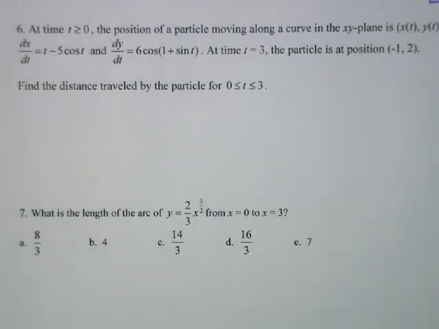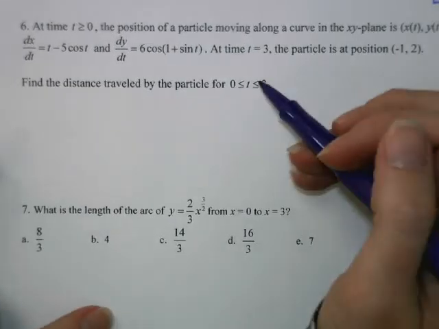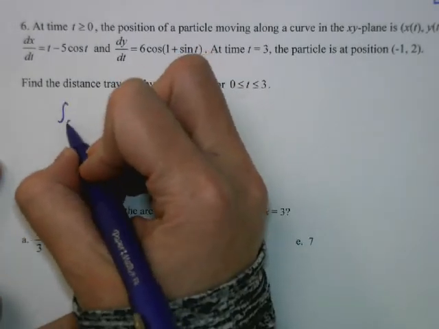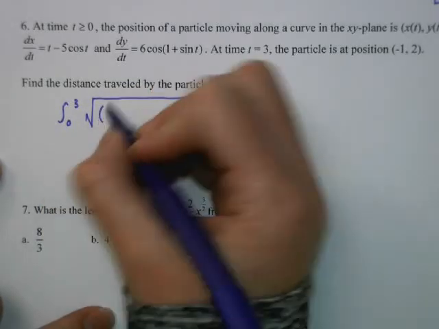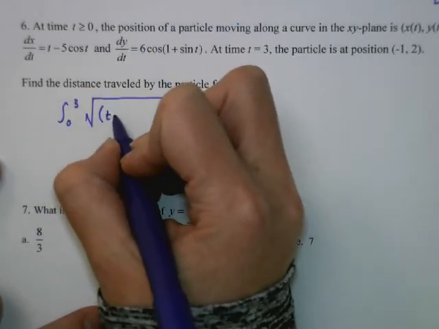So that's just going to be the integral from 0 to 3 of the square root of (t minus 5 cosine t) squared plus (6 cosine of (1 plus sine t)) squared. Which, if you just dump that in the calculator, is 13.453.